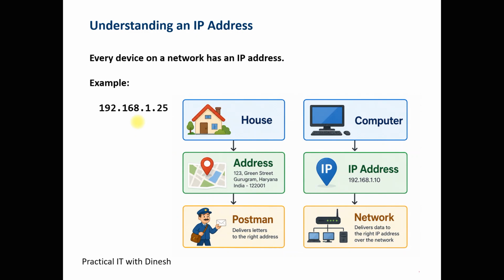Every device connected to a network needs an address. In networking, this address is called an IP address. As an analogy, think of your house address. A courier can only deliver a package if it knows where you live. Similarly, data can only reach your computer if it knows its IP address. This is an example of a private IPv4 address that you might see on your home network. Later you will also encounter IPv6 addresses, but today we will focus on IPv4.